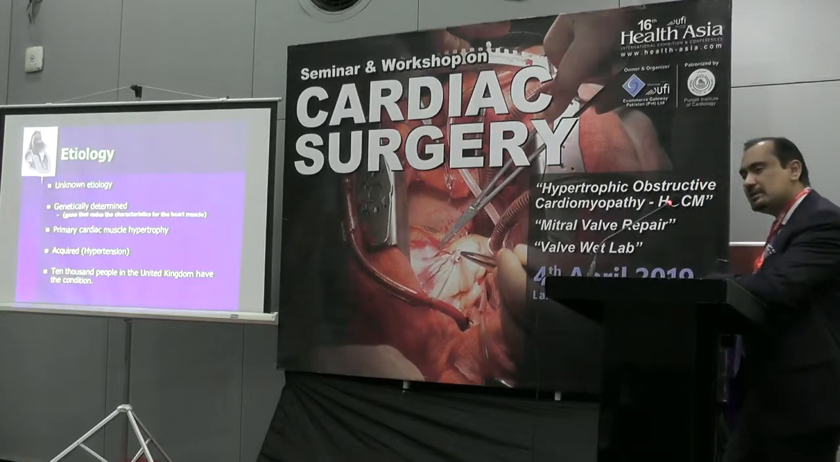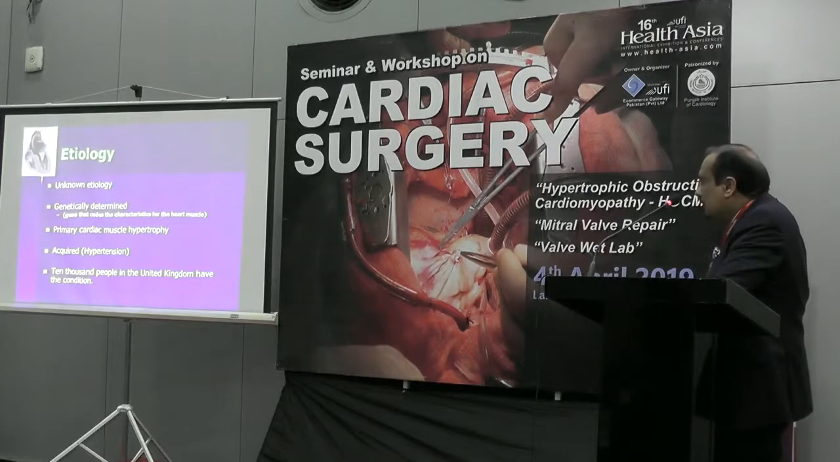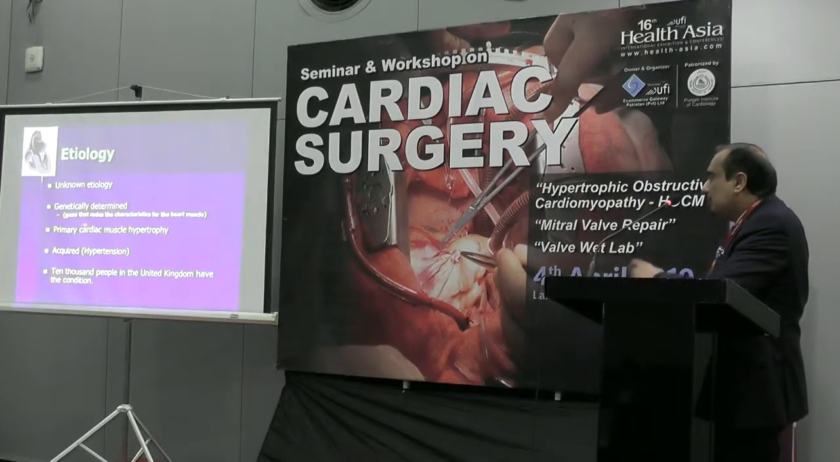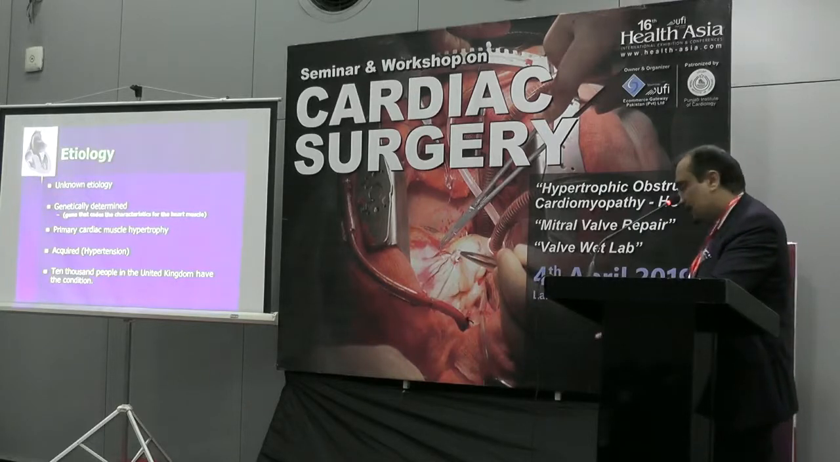Most of the time, the reason is unknown. It's idiopathic. The etiology is not known. It is genetically determined as well, and it runs in families, and it is a primary muscle abnormality. It can also be acquired due to hypertension, but that doesn't lead to an obstructive pattern. The figures are different in different parts of the world. In the United Kingdom, I've got the figure that 10,000 people have been diagnosed to have HOCM as well.